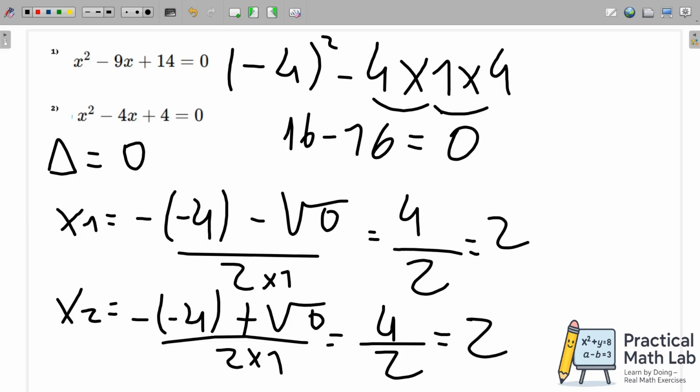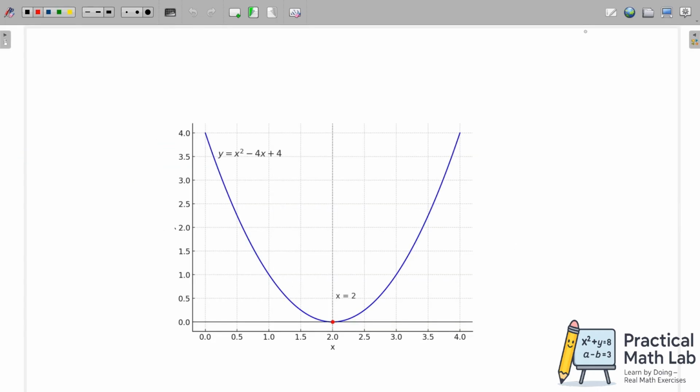Here we found a double root. Why did this happen? Because delta is equal to 0. When we have delta equal to 0, we will always have a double root. Now here for the graph of the parabola, since delta is equal to 0, the root is unique, also called a double root, which is equal to 2 here. For both x1 and x2, the root will be the same. We have only one solution.